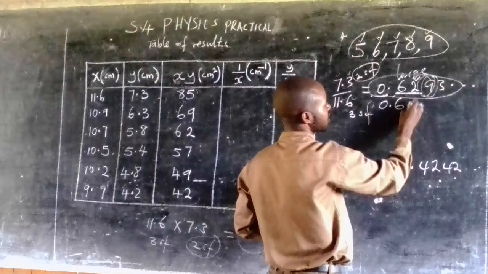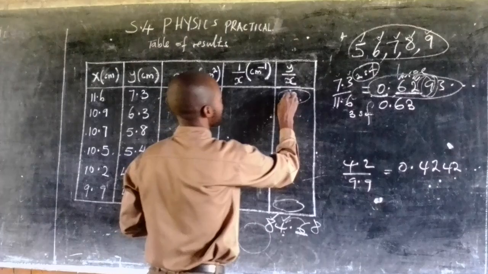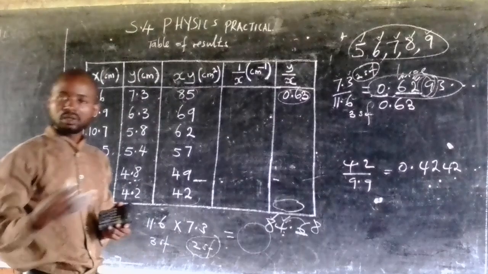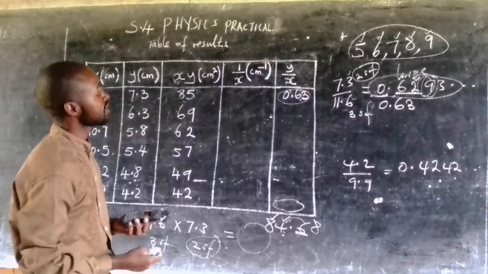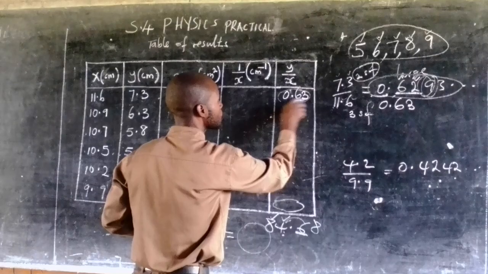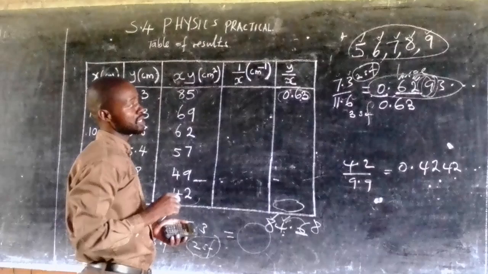So therefore here, I'm going to have my largest answer as 0.63. So we don't just write it anyhow like in mathematics, but there are certain guidelines we always follow. And now, this is written to two significant figures, due to the reason I have mentioned.